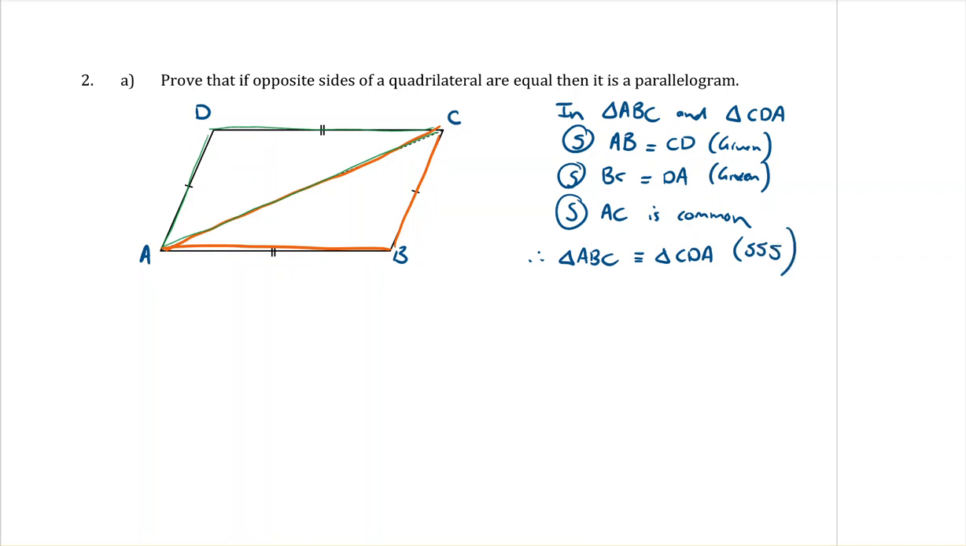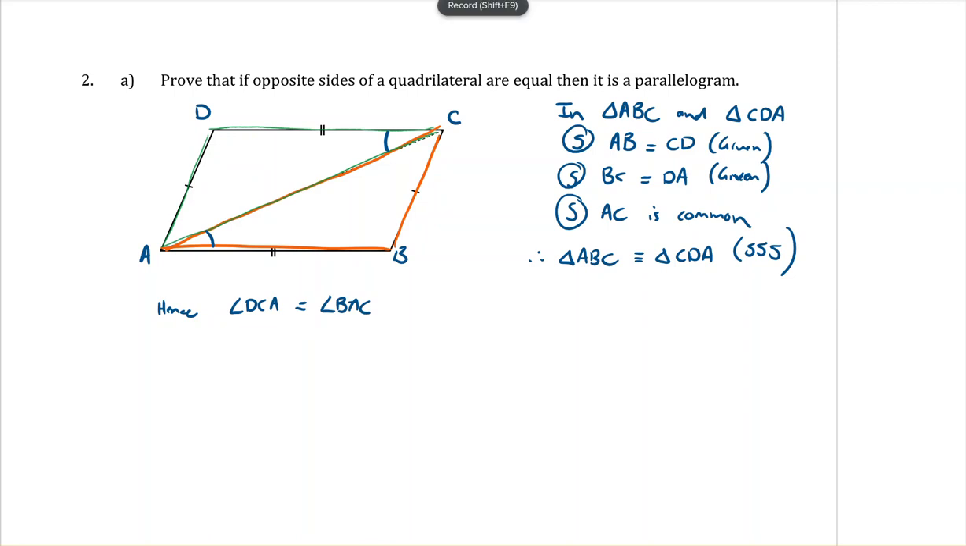Now, what conclusions can I draw from there? Remember, I'm trying to show that it's a parallelogram. So I now know that angle DCA, which is this one, is going to be equal to BAC. So I'm going to write that down. Hence, angle DCA equals angle BAC.